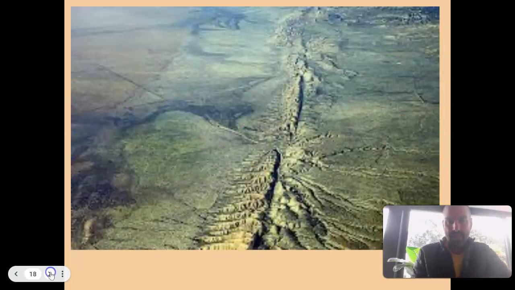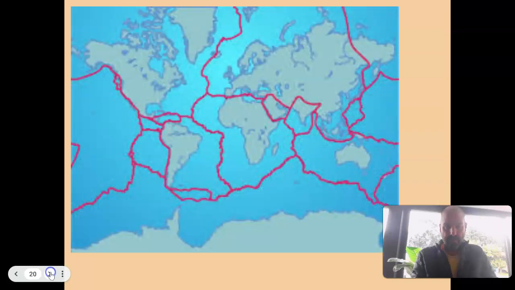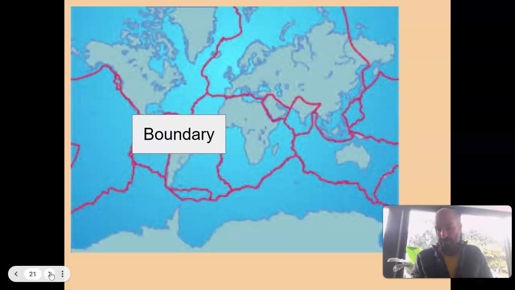When they move, there's a few things that can happen. They can collide, or they can be moving apart from each other, and if it's near the crust, we can actually see it. This is called a fault line. This is, I believe, in California. So that's physically where two boundaries are meeting. The other places, the places that we can't see, anywhere two plates meet, we call those a boundary.